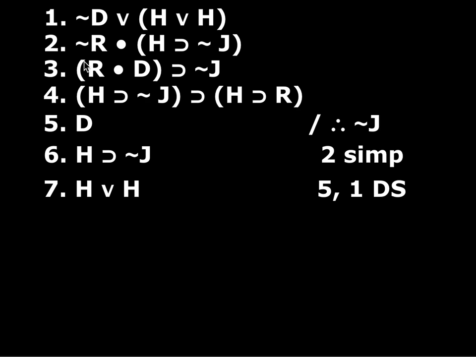I could also simplify off not R if I wanted to. But instead, I've noticed now, looking at this, here's another place I can apply a rule. This is actually the antecedent of this conditional, if H then not J. So I could get the consequent by modus ponens. So I'm going to go ahead and do that.